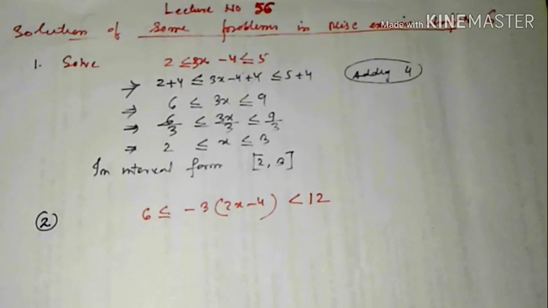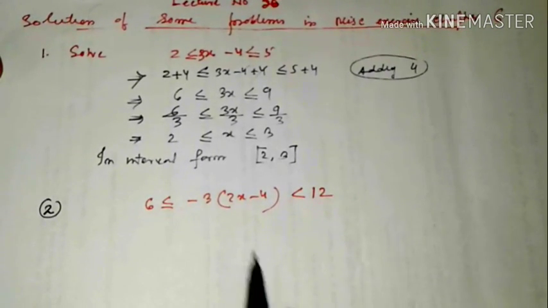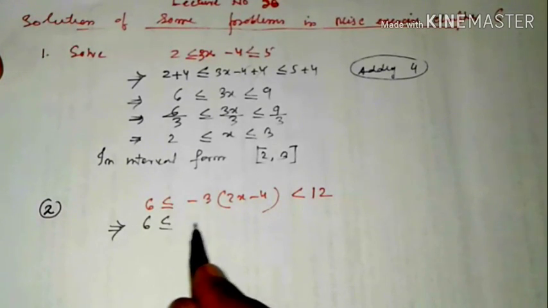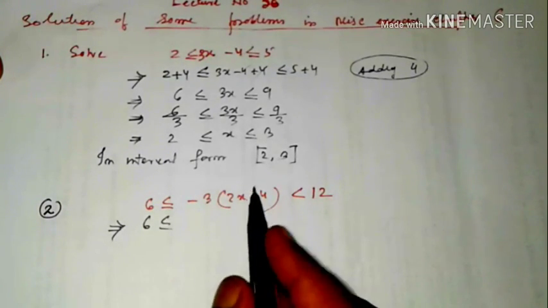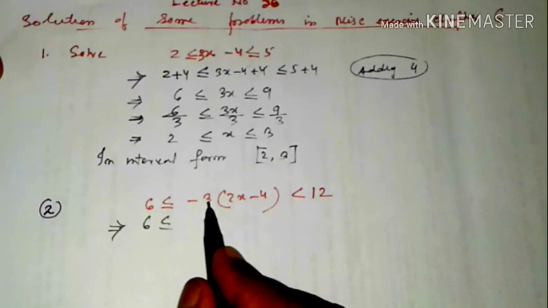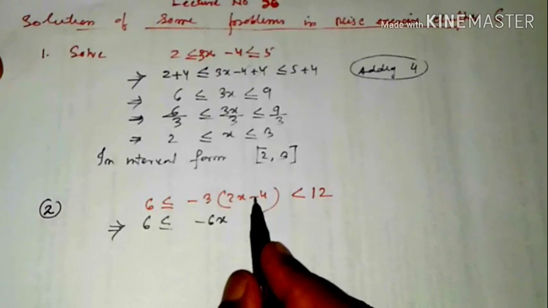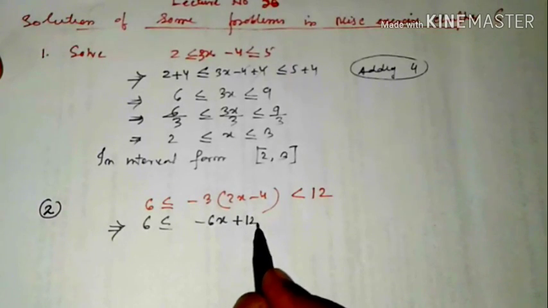Now how can we solve this? Here also at first we multiply. This implies we can write 6 less than equal. First we multiply this. Minus 3 into 2x is minus 6x. Minus 3 into minus 4 is plus 12.